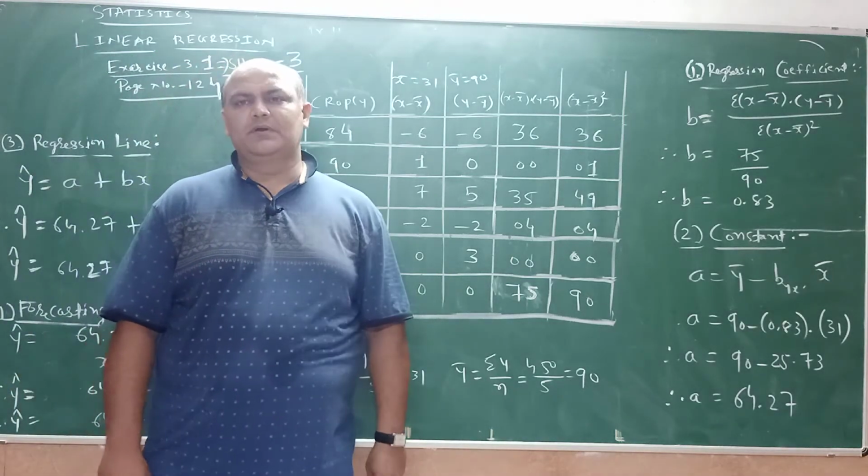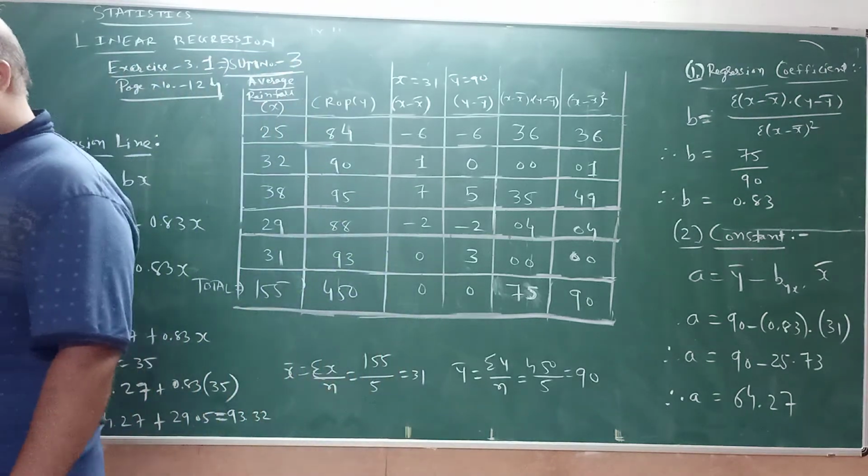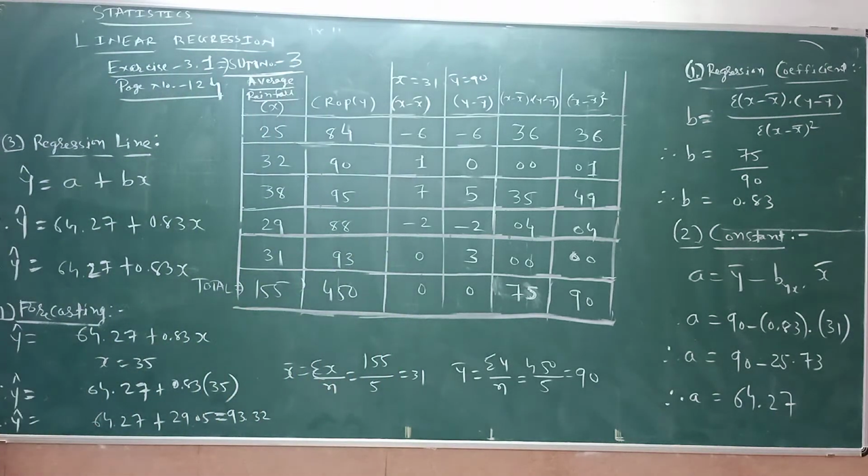90 minus 25.73 is 64.27. After getting the constant, we have to find the regression line. The formula for the regression line, students, is y cap equals a plus bx. The answer of a is 64.27 plus b, the answer of b is 0.83x. So 64.27 plus 0.83x is our regression line.